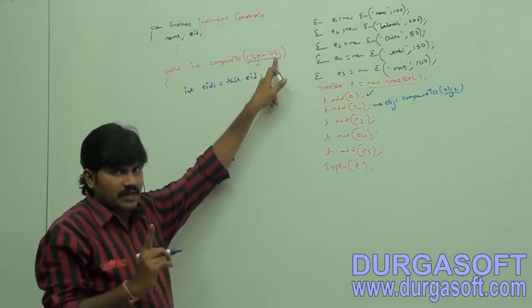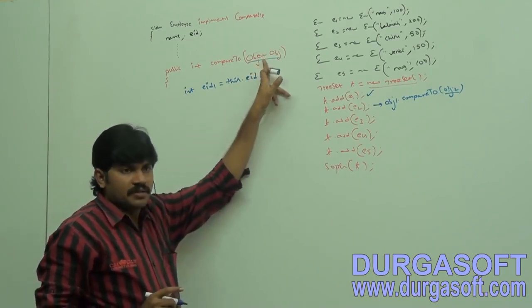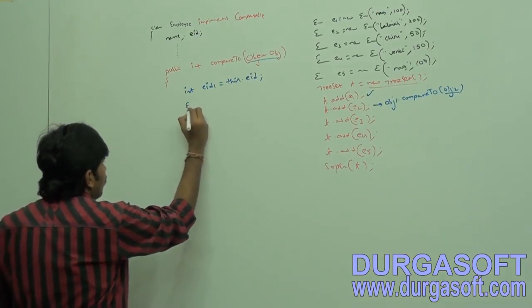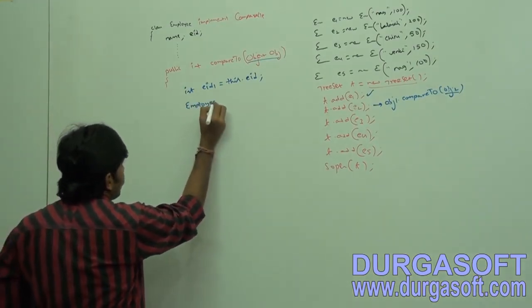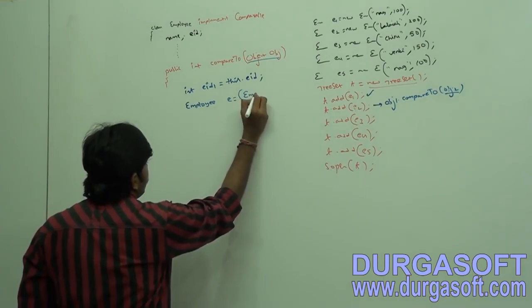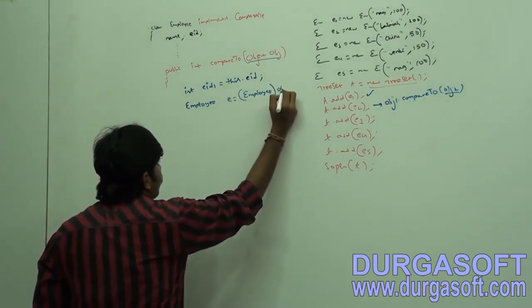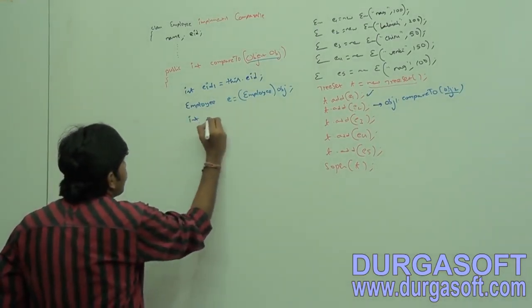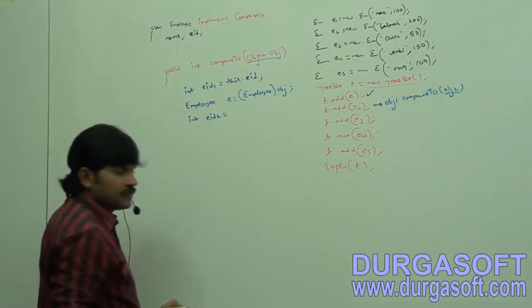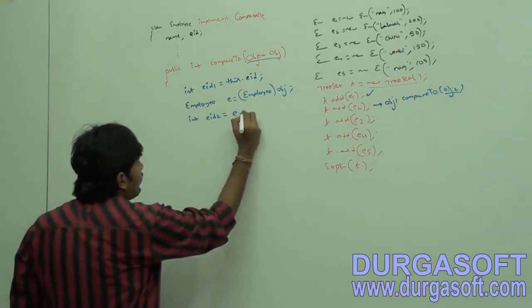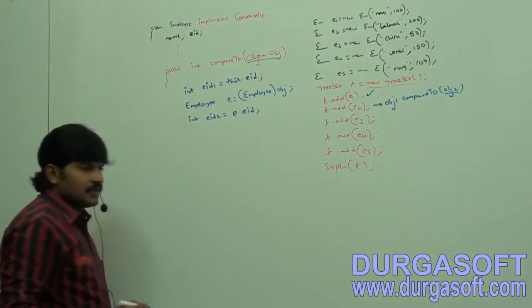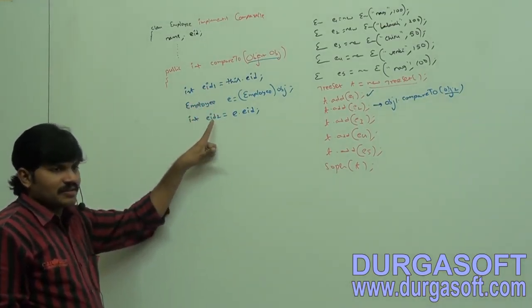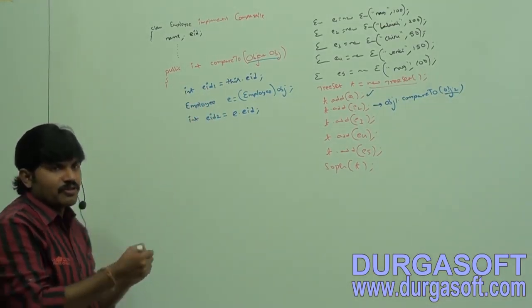Compulsorily we have to perform typecasting. You can't ask an Object, what is your ID? No. You can ask an Employee, what is your ID? That's why typecast. What is the code? Employee e = (Employee) obj. int eid2 is equal to e.eid. Now the first employee ID I got, and the second employee ID I got.